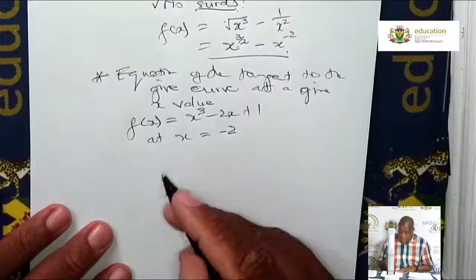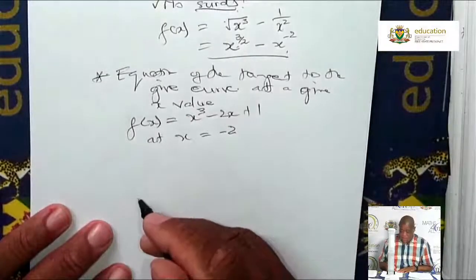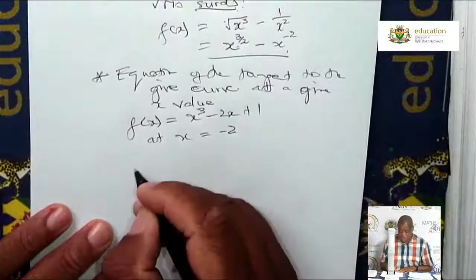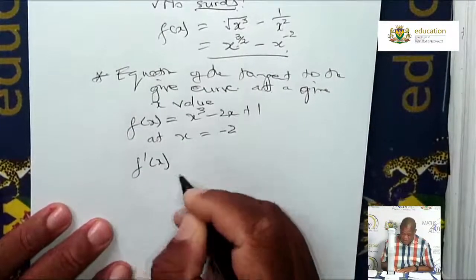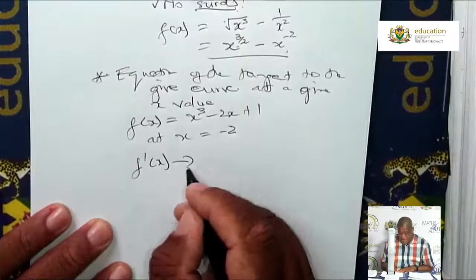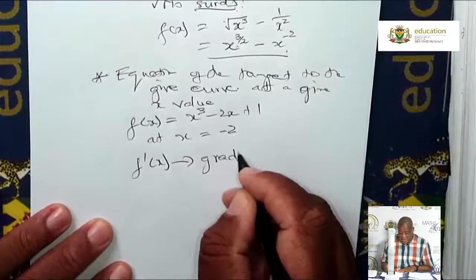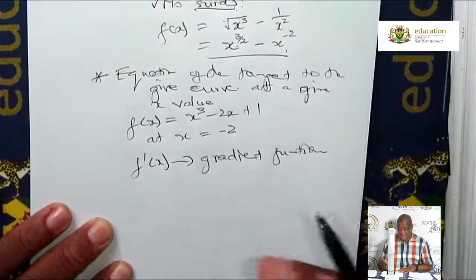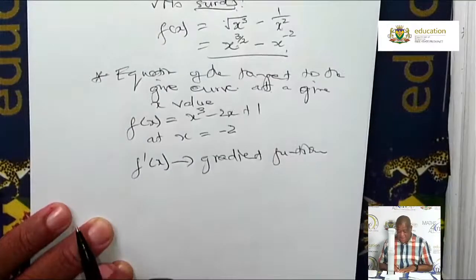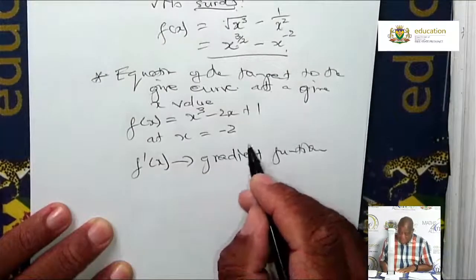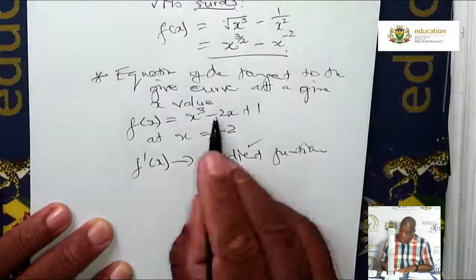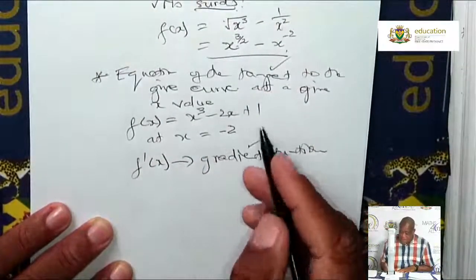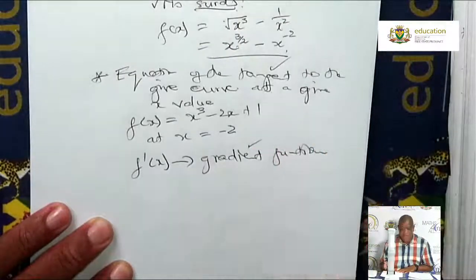But let us know that under calculus, once we are talking of the derivative that we talked of on the first principle, what is this derivative giving us? It's giving us what we call the gradient function. In other words, from the derivative, we can get the gradient. So if it's given like this and we want the equation of the tangent, firstly, we know the tangent is a straight line, we need a point.